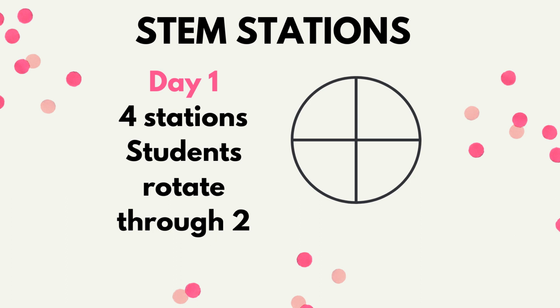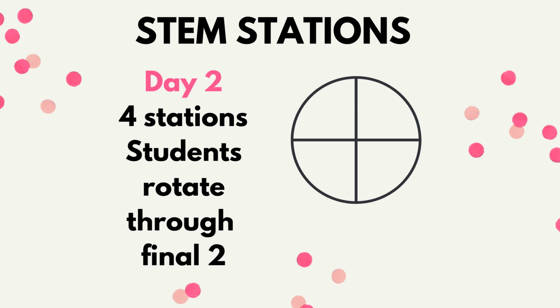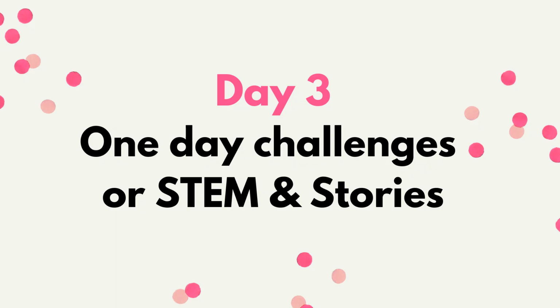Maybe you want to mix it up a little bit. You do STEM stations for half of the week. So you do STEM stations Wednesday, Thursday. And then Friday, you have like a fun STEM and stories, a one-day lesson. And then the next week, you do it again. So you're going to do the stations again. So 2 today, 2 tomorrow, and then you have a STEM and stories.